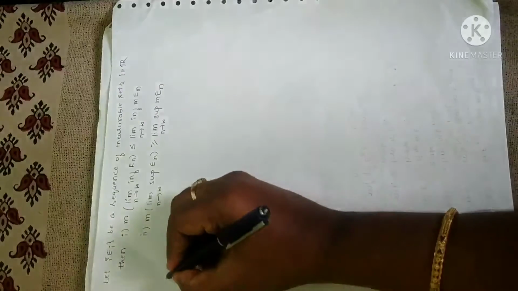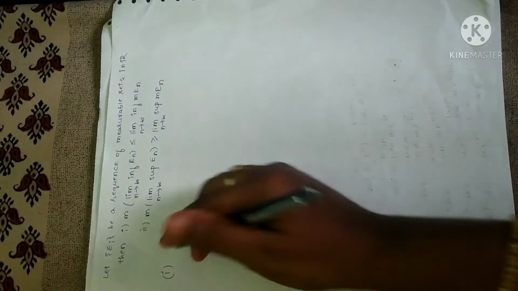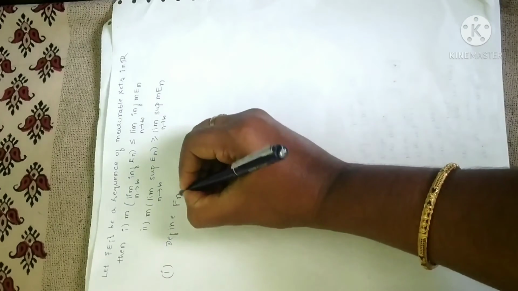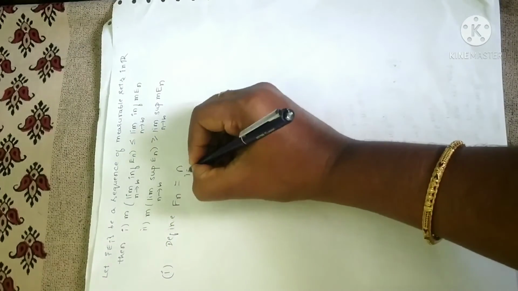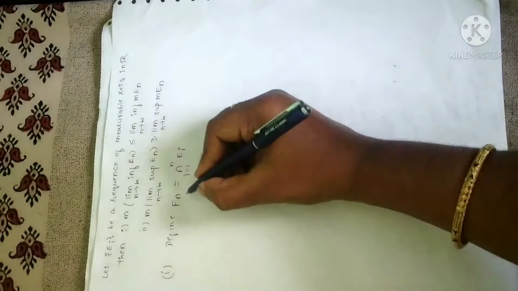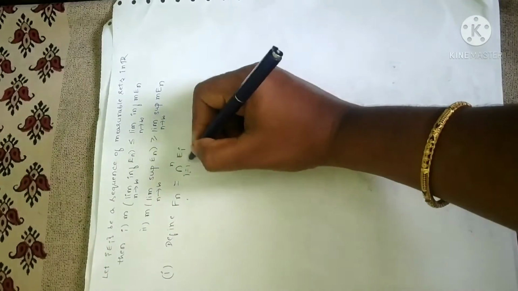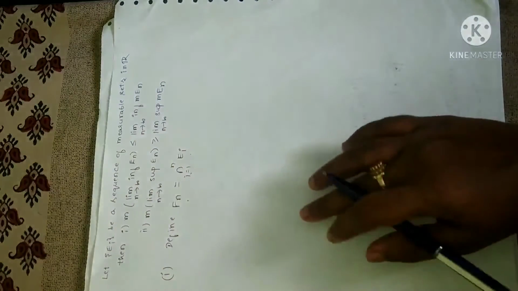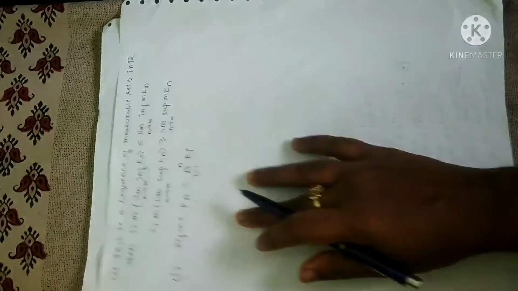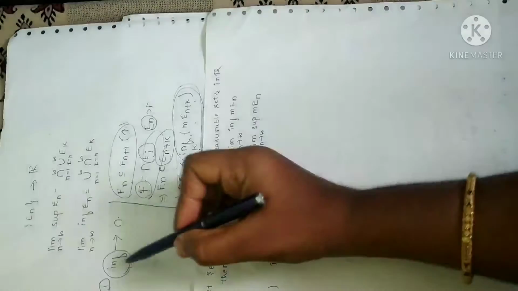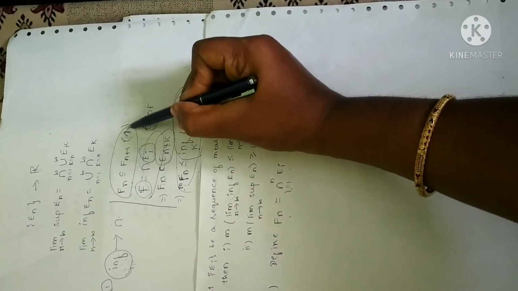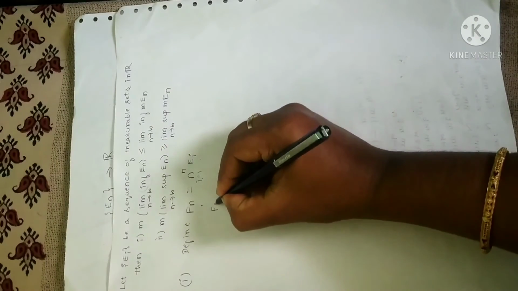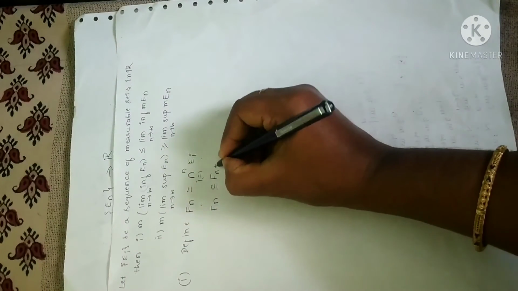So let me come to the proof part. Let me prove this. I am going to prove the first one. So let me define a set Fn which is the intersection of all Ei's. Now, just now I have told you, since we are dealing with infimum, I have to consider a monotonically increasing sequence condition. So I can clearly write Fn is a subset of Fn plus 1.